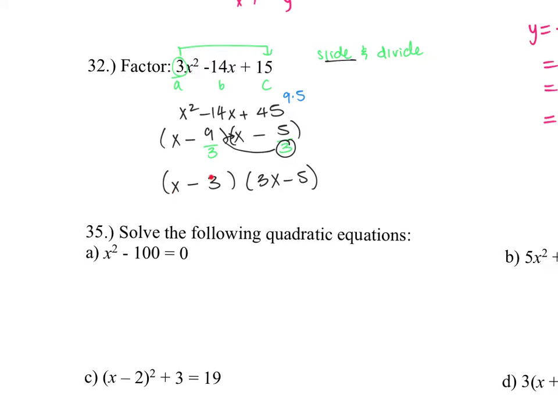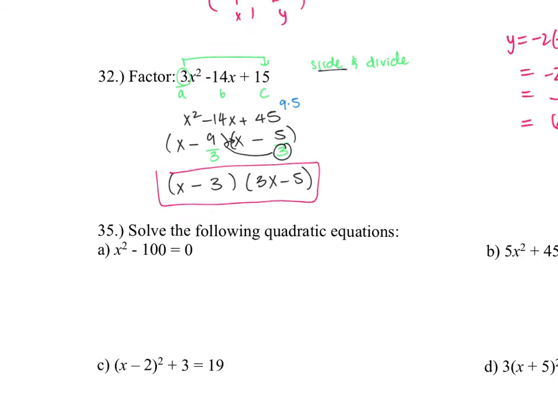So if I were to multiply x with 3x, I would get that 3x squared. If I multiplied the negative 3 with the positive 5, I would get the positive 15 that I'm looking for. So that is going to be my factors.